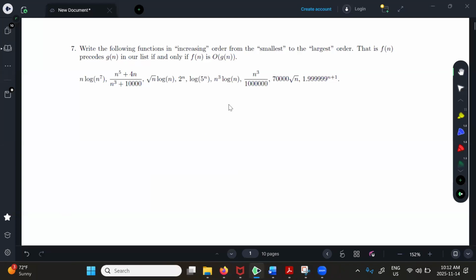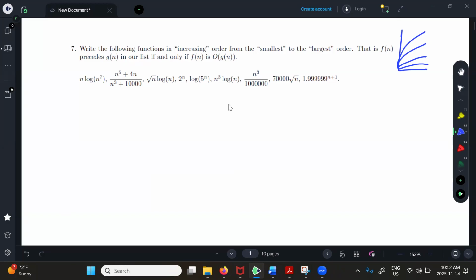Question number 7 from the function growth part. So what is happening here? I have to write the following functions in increasing order from the smallest to the largest order. Smallest means, so I have to go like this. Smallest, then keeps growing. Okay, that's how you think about it in exam.